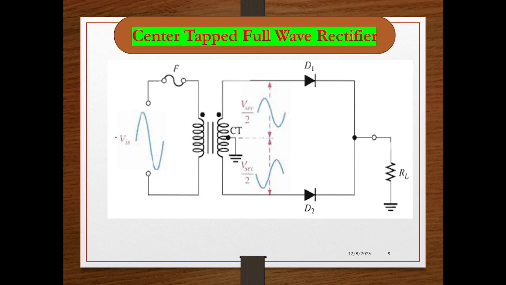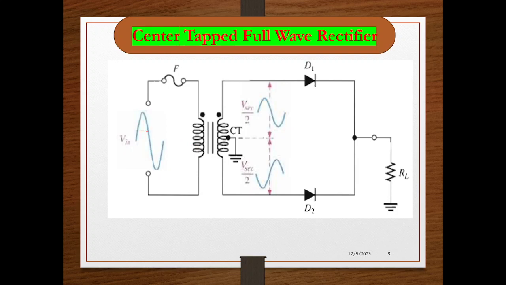You can see the voltage of this AC signal is V in. So V in voltage is fed to the primary winding of the transformer. The secondary winding of the transformer is tapped to ground at the center of the secondary winding. That's what is called a center tap transformer. As a part of which you can observe during positive cycle.